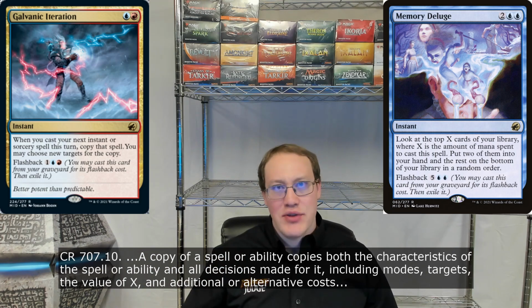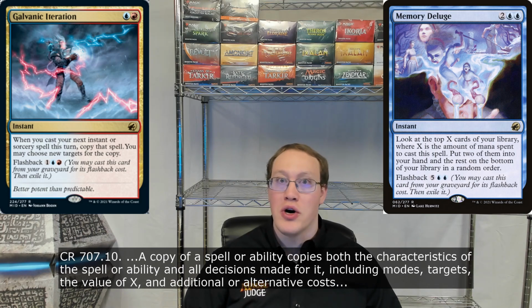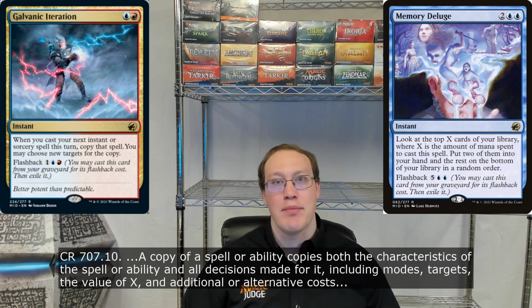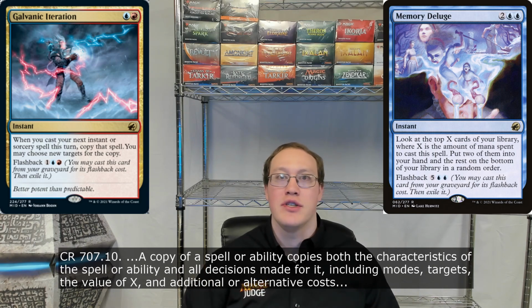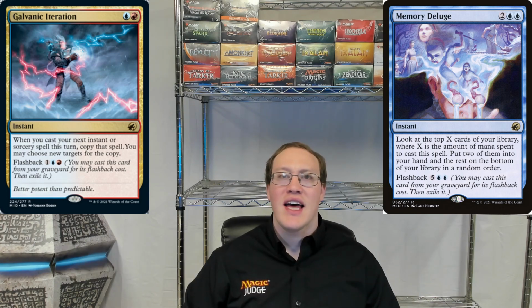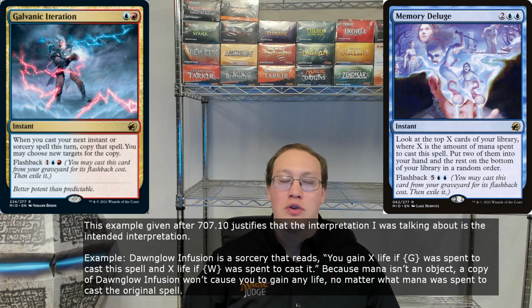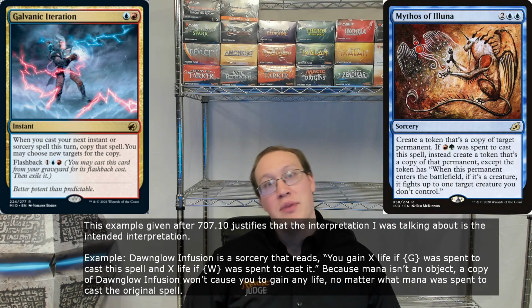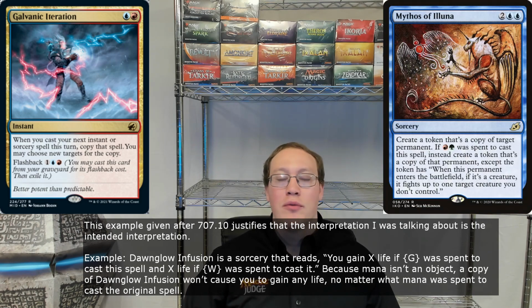However, that's not how this line has ever been interpreted. In fact, these decisions have always been interpreted to mean stuff like the targets, or the modes, or the distribution or division of something like damage or counters, if that's applicable. They've never been interpreted to refer to the specific mana that you used to pay the mana cost with. And I really wish that there was some sort of stronger justification I could point to, but unfortunately this is the best that I can do. This is the way that that rule has always been interpreted, whether it was for something like Converge, or for the Mythoses, or indeed for Memory Deluge.